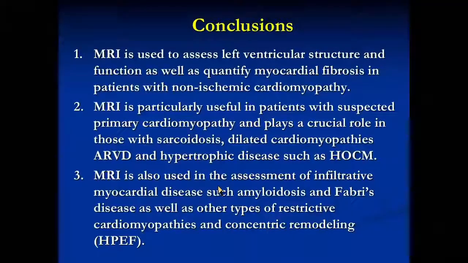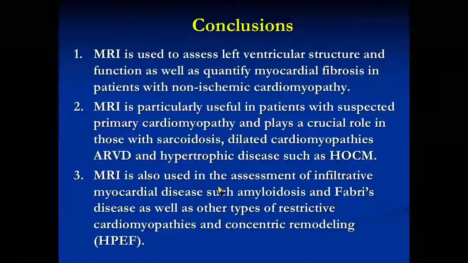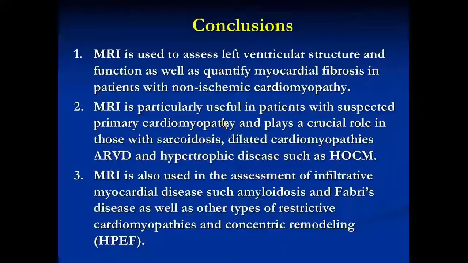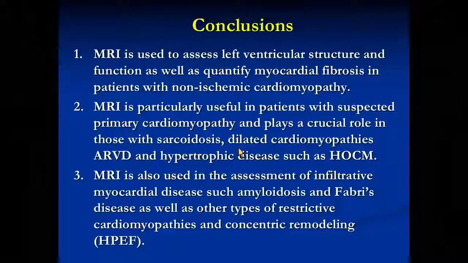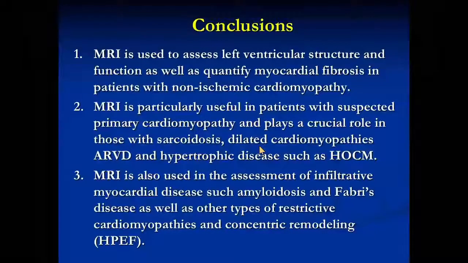So in conclusion, MRI can assess LV function quite well, as you've seen this entire morning, but it's the ability to quantify function and fibrosis that gives you the power, particularly in patients with suspected primary cardiomyopathy. It also plays a very important role in sarcoidosis, in dilated cardiomyopathies, in arrhythmogenic ventricular dysplasia, and in hypertrophic disease, and it's also very important in patients with infiltrative myocardial disease.